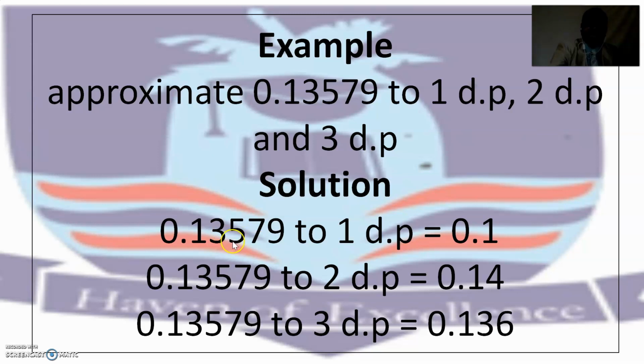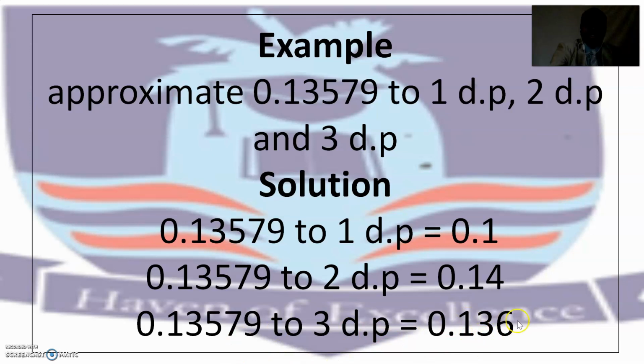This becomes 6. 6 will be rounded up. This becomes 4. 4 will be rounded down. So we are going to have 0.1. In this case, 9 will be rounded up. We will have 8 here. 8 will be rounded up. We will have 6 here. 6 will be rounded up, and we have 4 here. So our answer is going to be 0.14.